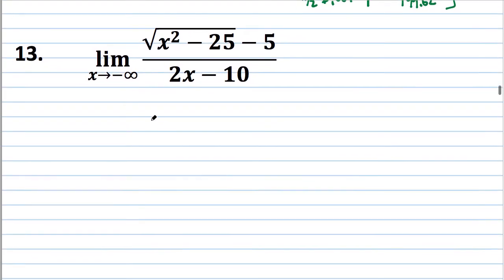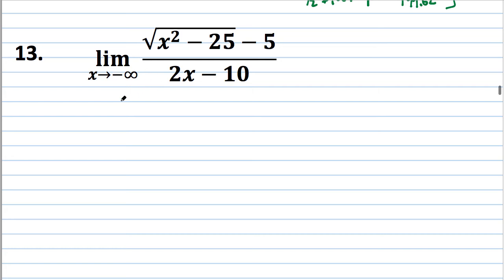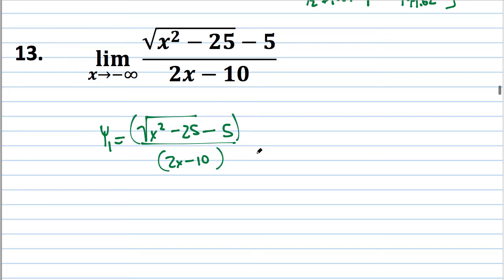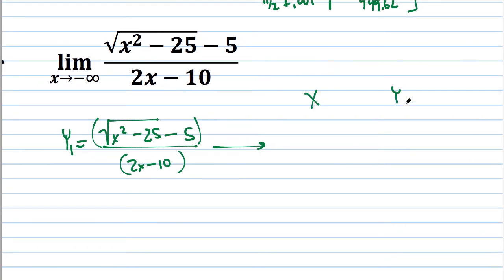Finally, going on to 13, we have an interesting case because x is approaching negative infinity. Again, I'm going to try to use a calculator here. I'm going to say y1 is equal to this whole mess: the square root of (x squared minus 25), minus 5, all over (2x minus 10). Be careful with your parentheses here. I'm going to go into my table with x values and y1 values. I can't actually plug in negative infinity here, so I need to be a little creative. How do I plug in something that is getting closer to negative infinity?